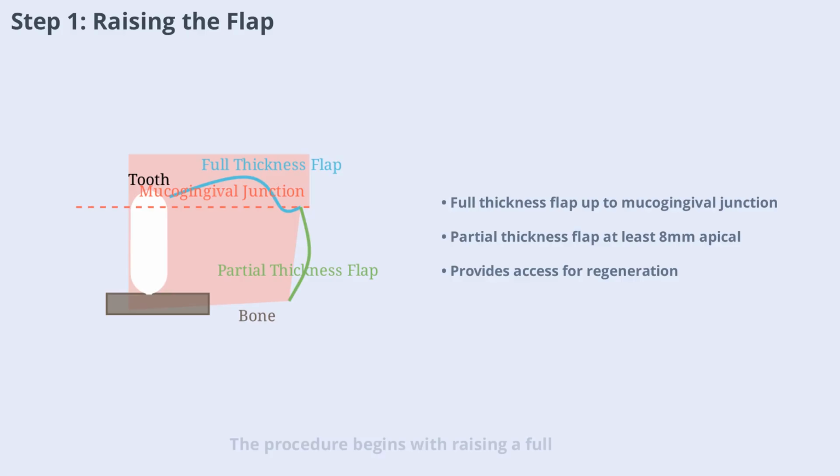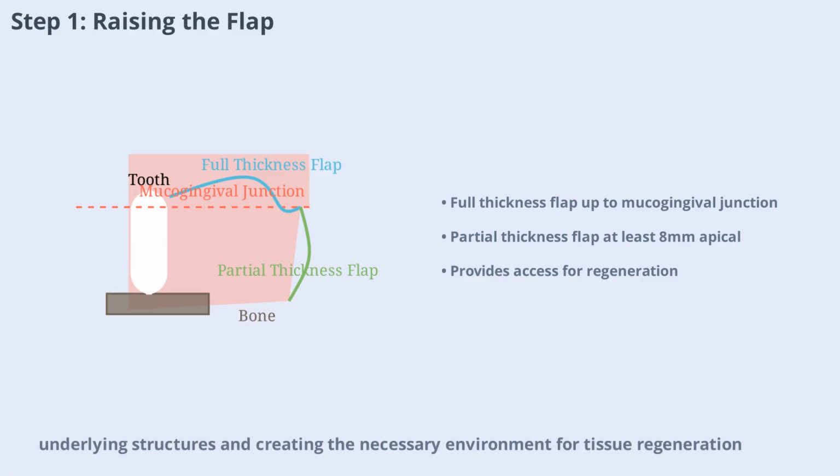The procedure begins with raising a full-thickness flap up to the mucogingival junction. Beyond this point, at least 8 mm apical to the junction, a partial thickness flap is carefully raised. This step is crucial for providing access to the underlying structures and creating the necessary environment for tissue regeneration.